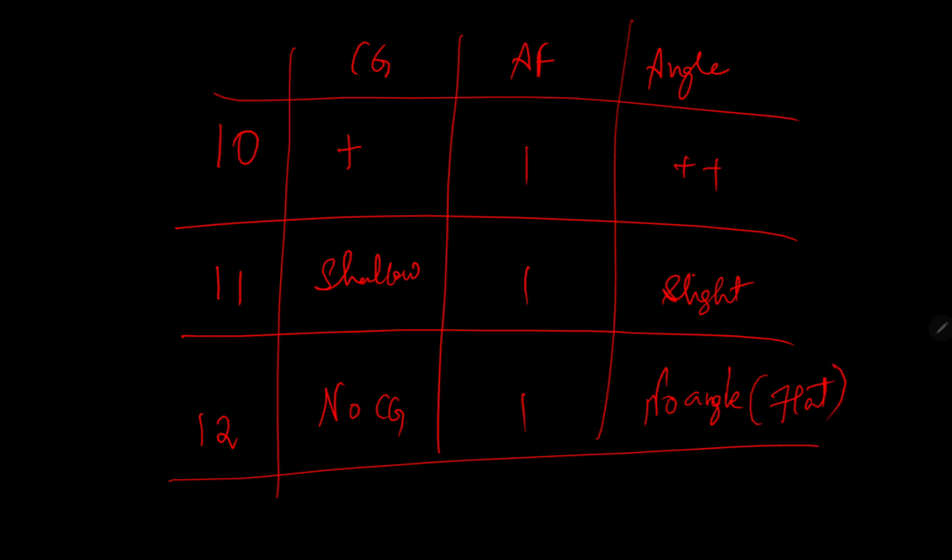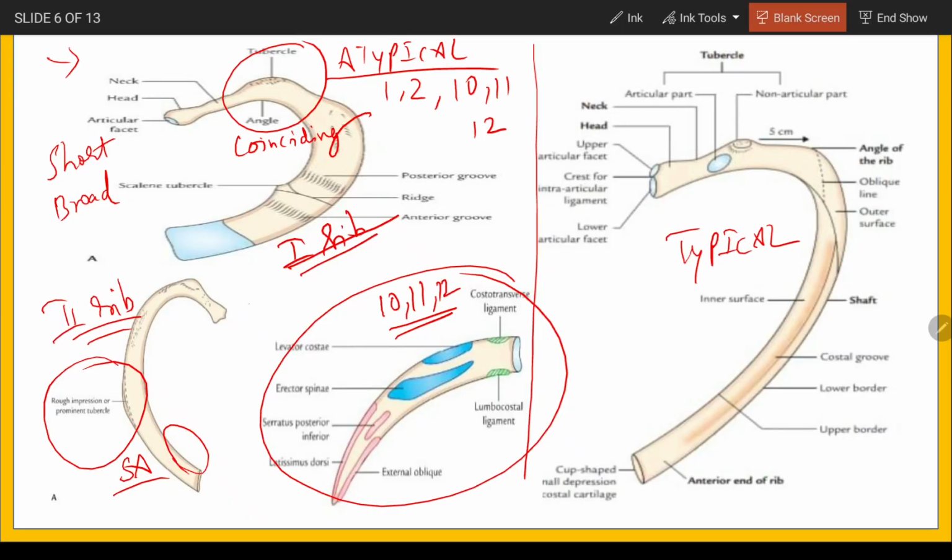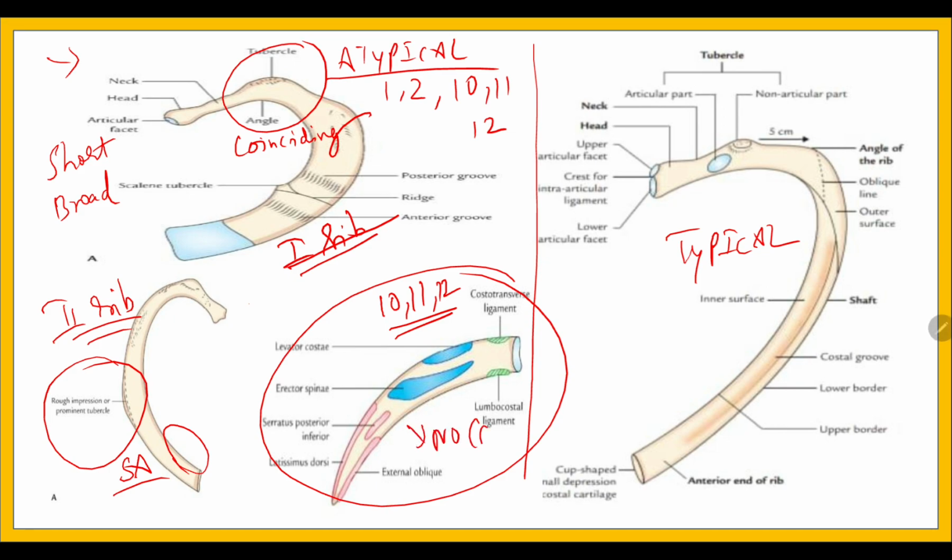Now having this in mind, let us now see that rib. In this rib, there is no costal groove, it is flat. Therefore, we say this to be a 12th rib. It is not 11, it is not 10.